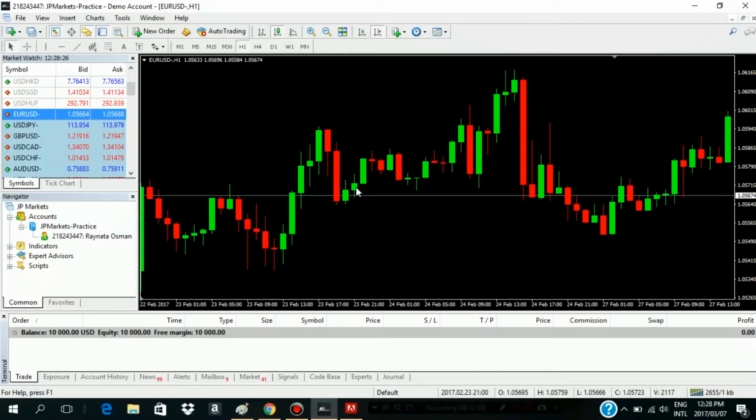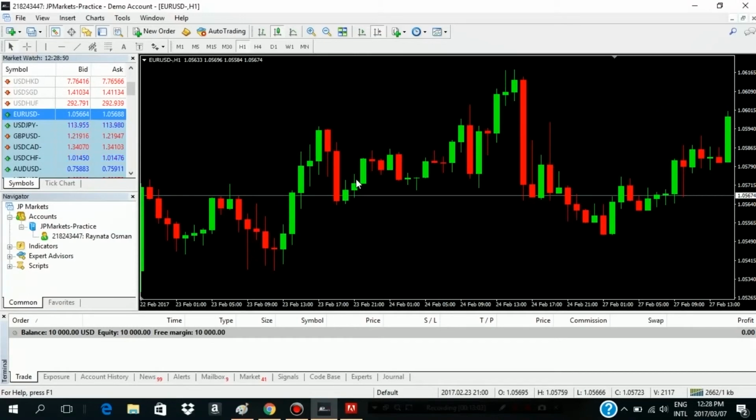So where do I start? In order for me to go up, I need to start at the bottom. So this is my open right here at the bottom. From this point, price moved all the way down to this tip of the shadow, and then it turned around and went all the way up to the tip of this shadow.